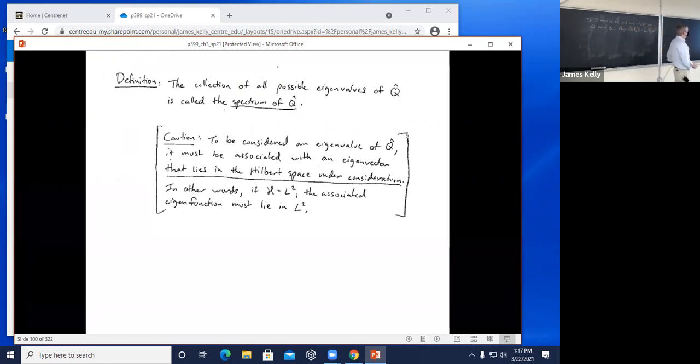Now, it's worthwhile going back to what we know from chapter 2 and thinking about the cases here, because to be considered an eigenvalue of an operator, you have to be associated with an eigenvector that lies in the Hilbert space that we're talking about. And most of the time, the Hilbert space we're talking about is capital L2 on the full real number line, square integrable functions.